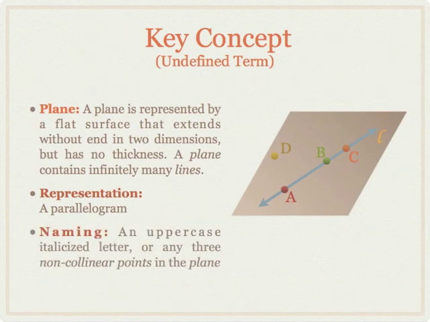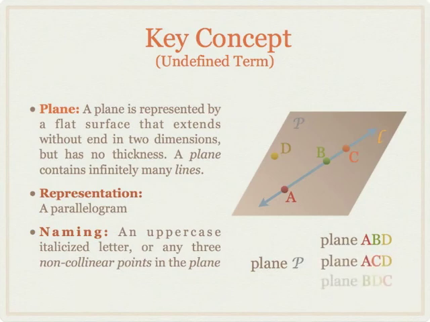How do we name a plane? Well, there's a couple of different ways to name a plane. One is by using an italicized uppercase letter. You can see the P in the upper left-hand corner there. So we can name this plane P. The other way to name it is by using 3 non-collinear points in the plane. So we could use, for example, points A, B, and D and call this plane ABD, or we could call it plane ACD, or we could call it plane BDC.